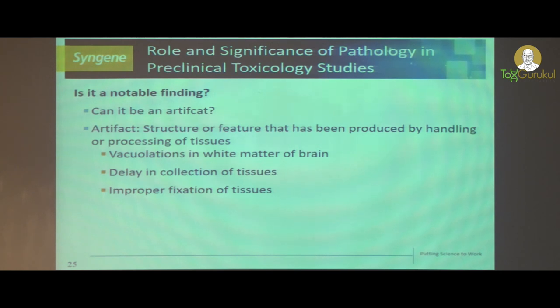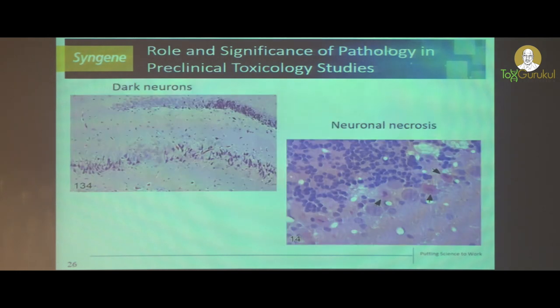Sometimes it is difficult to differentiate between the real and artifact. Delay in tissue collection and improper fixation also lead to some artifacts. So this is an example of handling artifacts. This is a picture of the brain, and you can see these are all normal neurons, and these neurons are actually very dark. Sometimes pathologists may think this is due to necrosis, but really this is not a real lesion. This is an artifact caused by the excessive handling of the brain.